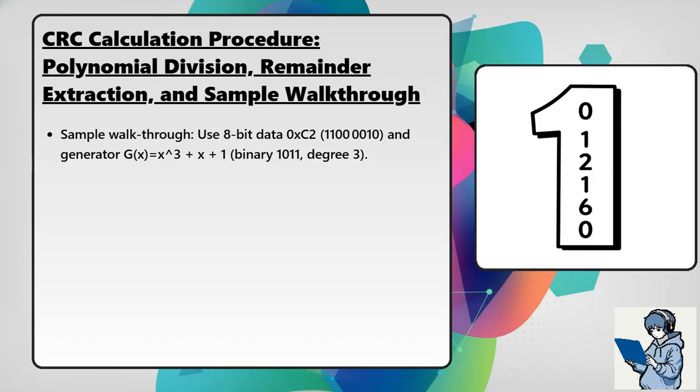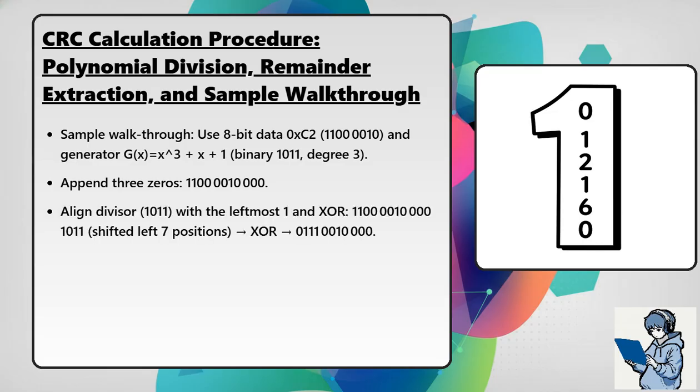Sample walkthrough. Use 8-bit data hex C2, which is binary 11000010, and generator g of x equals x cubed plus x plus 1, binary 1011, degree 3. Append 3 zeros: binary 11000010000. Align divisor 1011 with the leftmost one and exclusive OR. Binary 11000010000, divisor 1011 shifted left 7 positions.